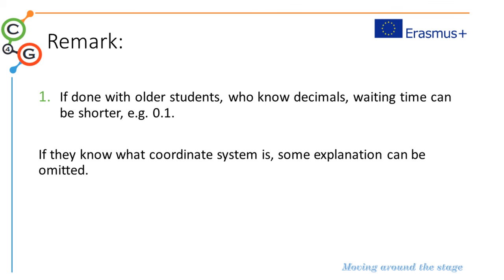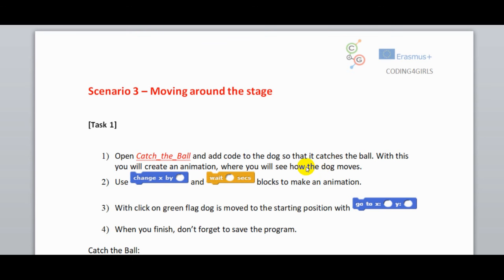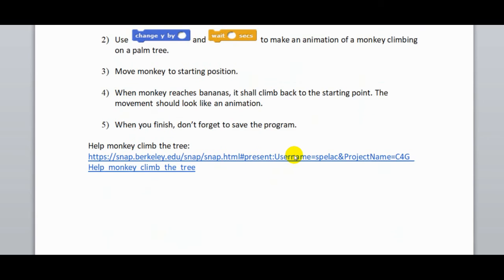A remark to note: if done with older students who know decimals, waiting time can be shorter, for example 0.1. If they know what coordinate system is, some explanation can be omitted. To solve the task, students can be helped with the prepared instruction.